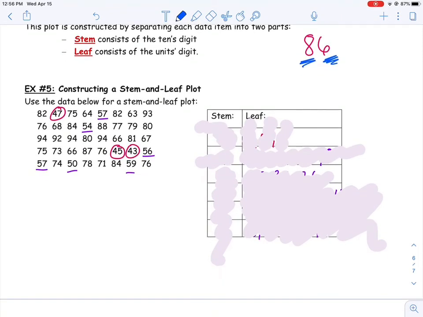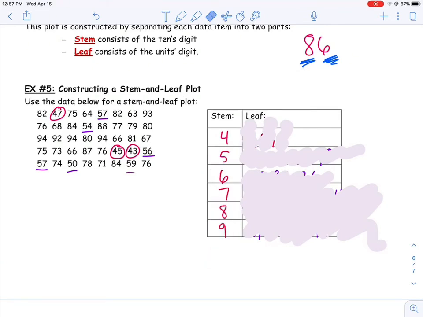So in example 5, we have these data items. It looks like this was the same as the test scores from the previous example, but instead of displaying it as a frequency distribution chart, we're going to do it as a stem and leaf plot. So we're going to go through and figure out what data items we have. Looking at our data, the lowest numbers that we have are in the 40s. We also have numbers in the 50s, 60s, 70s, 80s, and 90s.